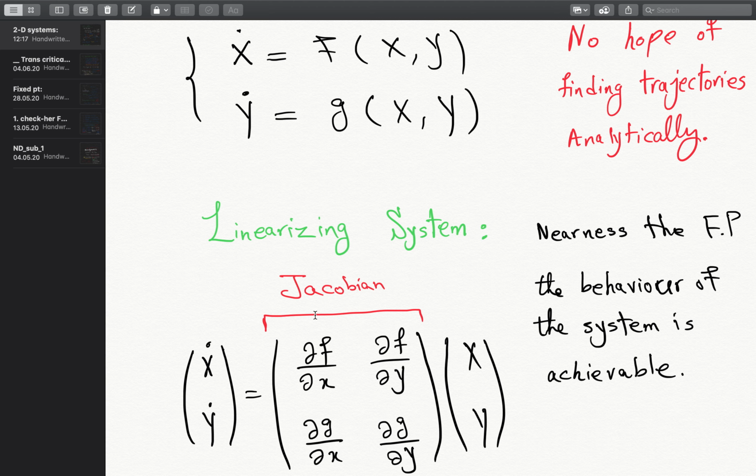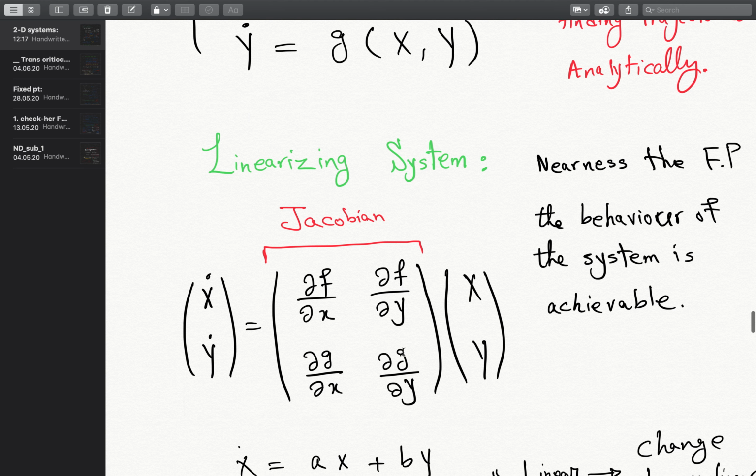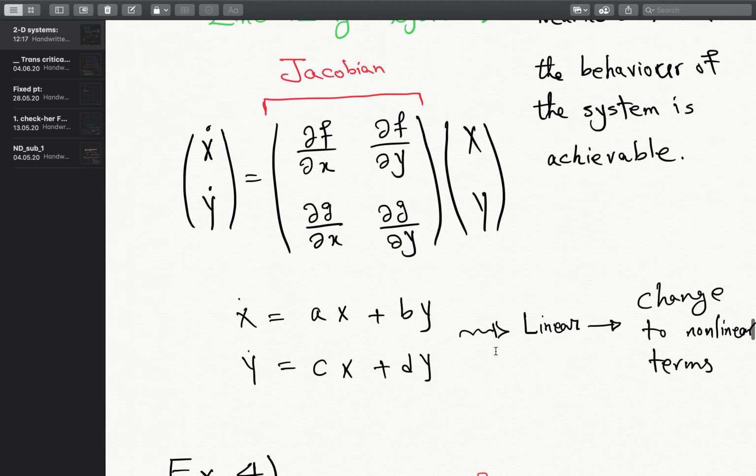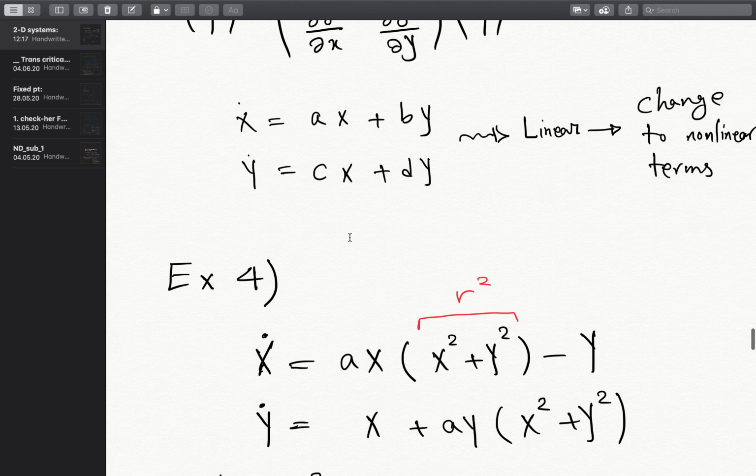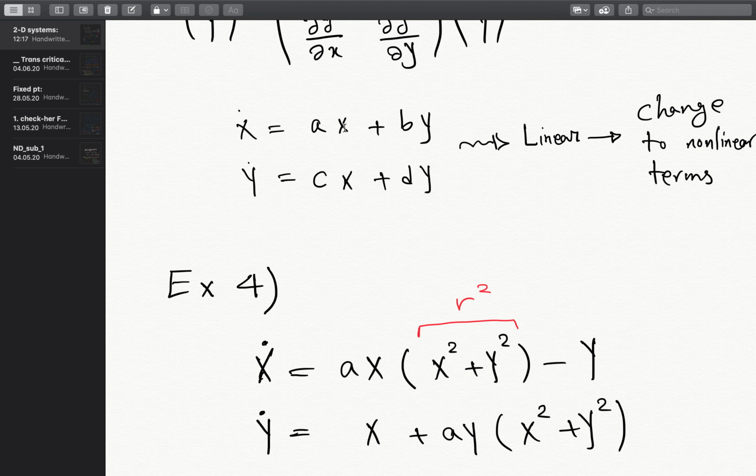And this first column is the first derivative with respect to x, the first derivative with respect to y. This is that A matrix that we were talking about, times xy. That's all. So I had this in the linear form, right? So I just want to change it to nonlinear. For instance, I say ax times x cubed plus something else.